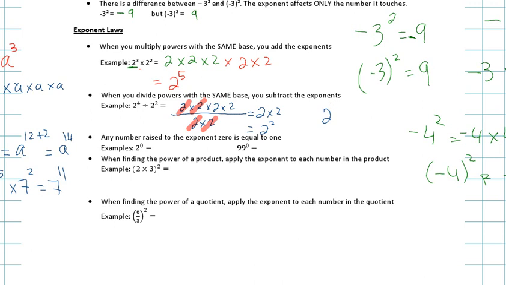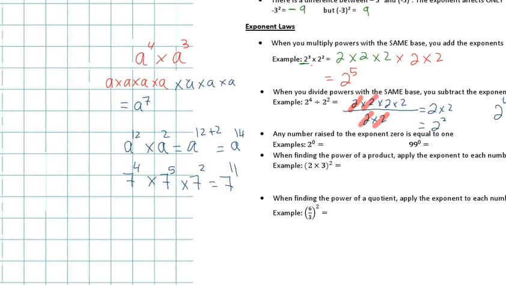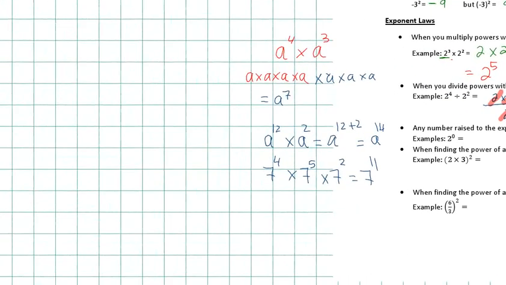Let me show you with letters, because I don't like the numbers. Do the numbers always have to be the same, like 2 to the power of 4 and 2 to the power of 2, or can it be like 2 to the power of 7 and 3 to the power of 6? You have to have the same base.